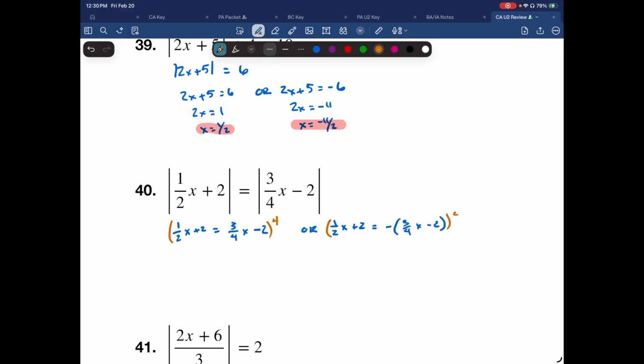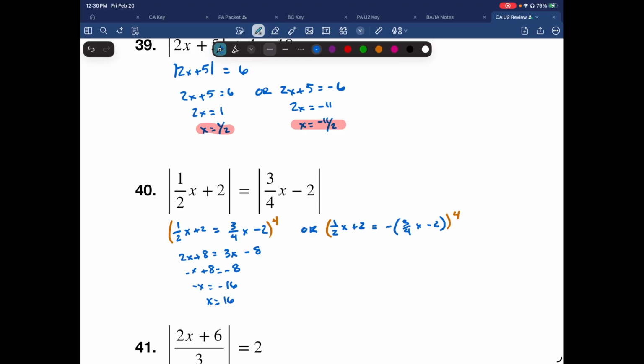Okay, so on the left, 2 goes into 4 2 times. That's going to be 2x plus 8 equals 3x minus 8. All right, so I move the 3x over. That's going to be negative x plus 8 equals negative 8. Negative x equals negative 16. X equals 16. And then on the right, we have the same thing.